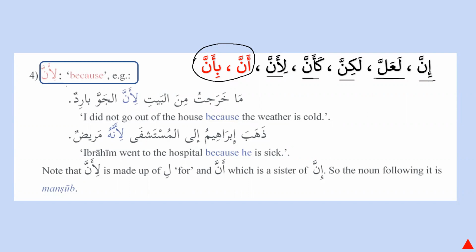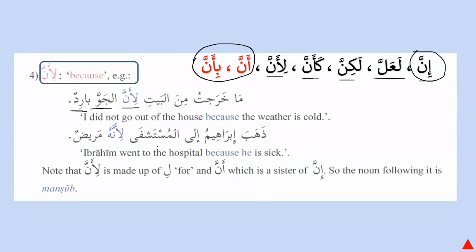Li'anna is the sister of Inna, so that means it will have the same function as Inna. Ma kharajtu min al-bayti li'anna al-jawwa baridun. So whenever we have Li'anna, that means ismu Li'anna will be mansub and khabaru Li'anna will be marfu, the same thing that we learned about Inna. So, I didn't go out of the house because the weather is cold.